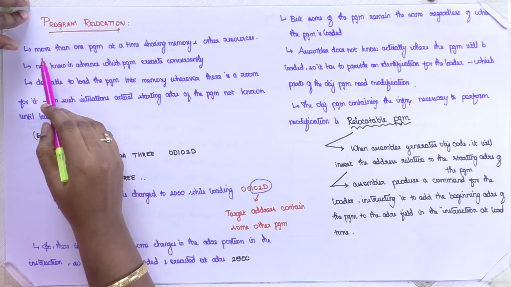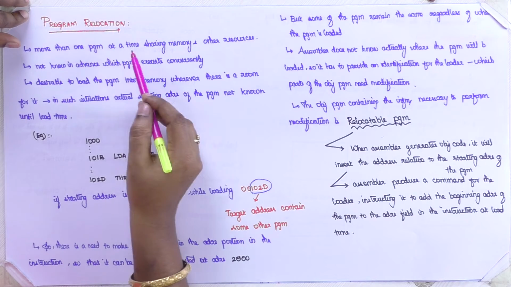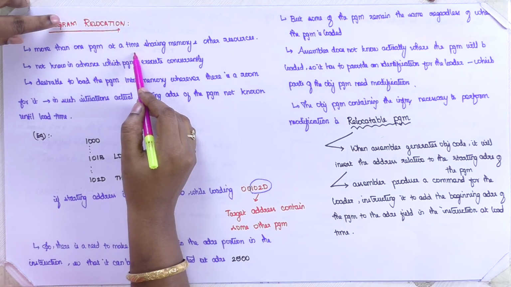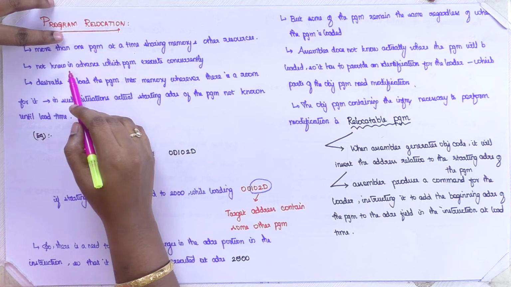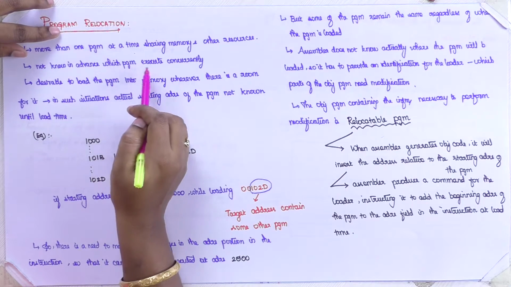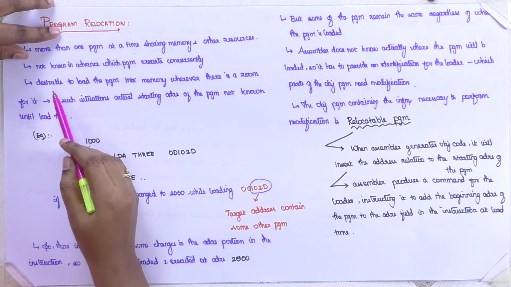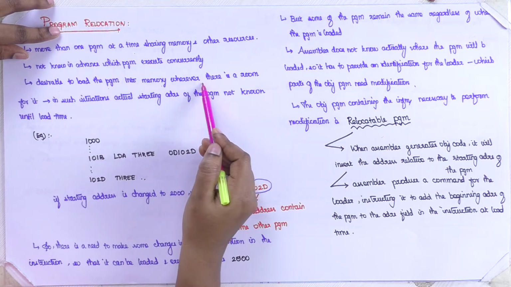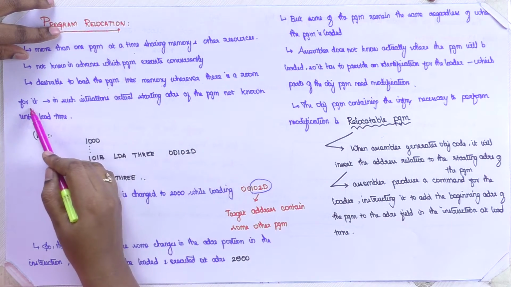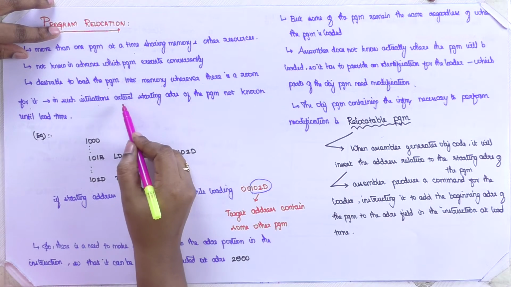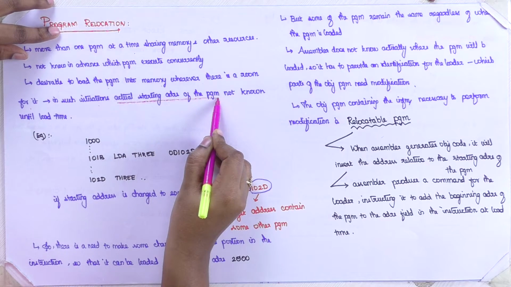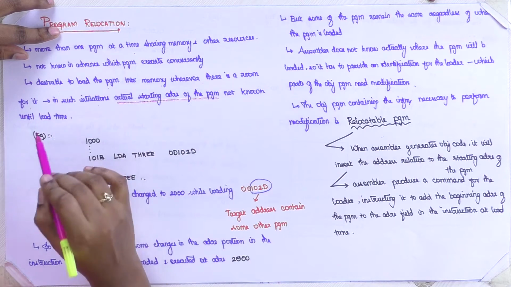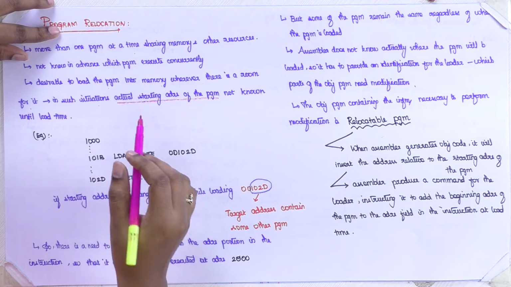Program relocation is used in the environment when more than one program is sharing the memory at a time. We don't know in advance which programs will execute concurrently. So it is desirable to load the program into memory wherever there is room for it. In such a situation, the actual starting address of the program is not known until load time.